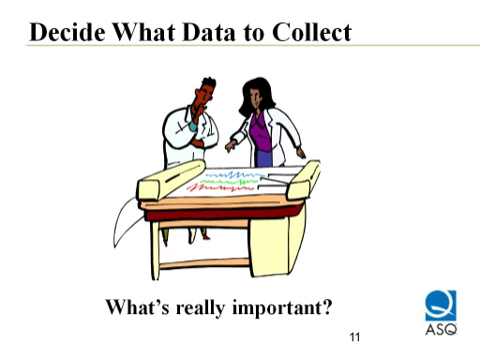Before you decide whether you're going to use attribute or continuous data, you have to decide what data needs to be collected. What are your performance metrics? What's really important about this particular process?